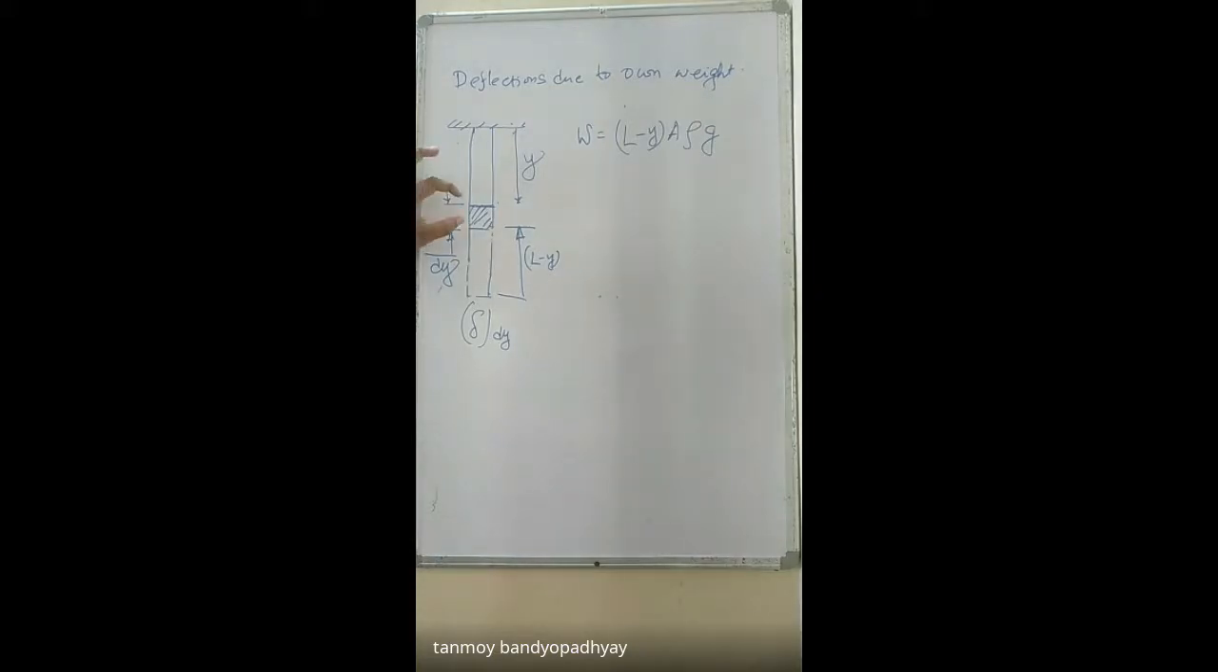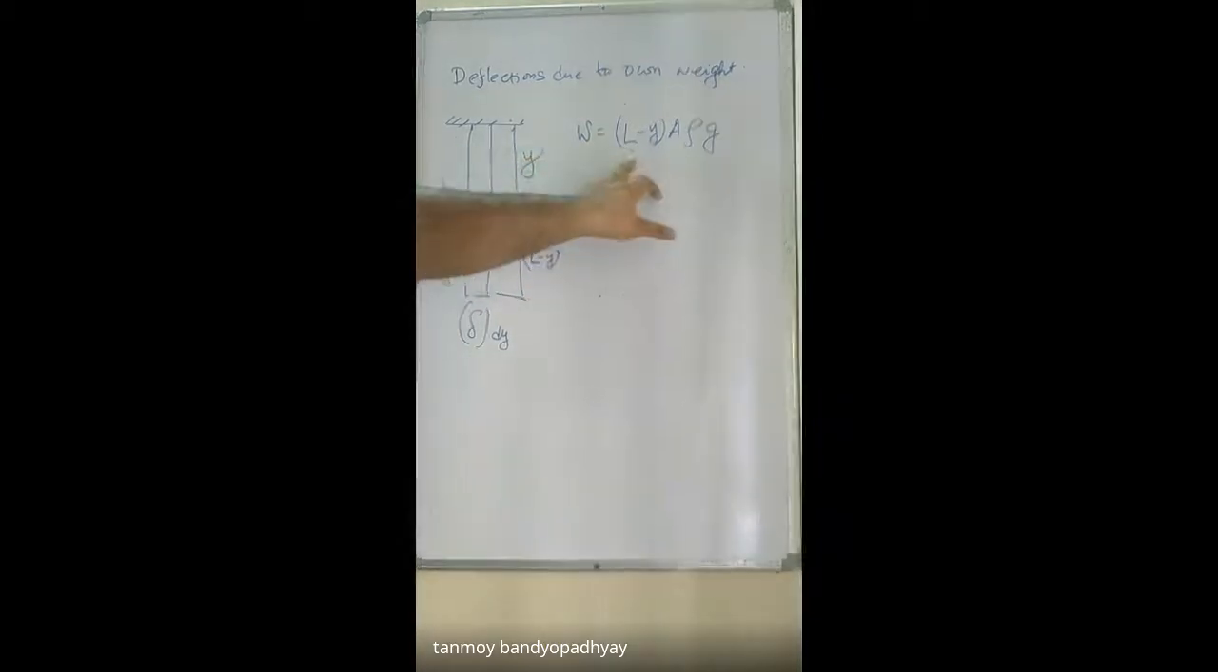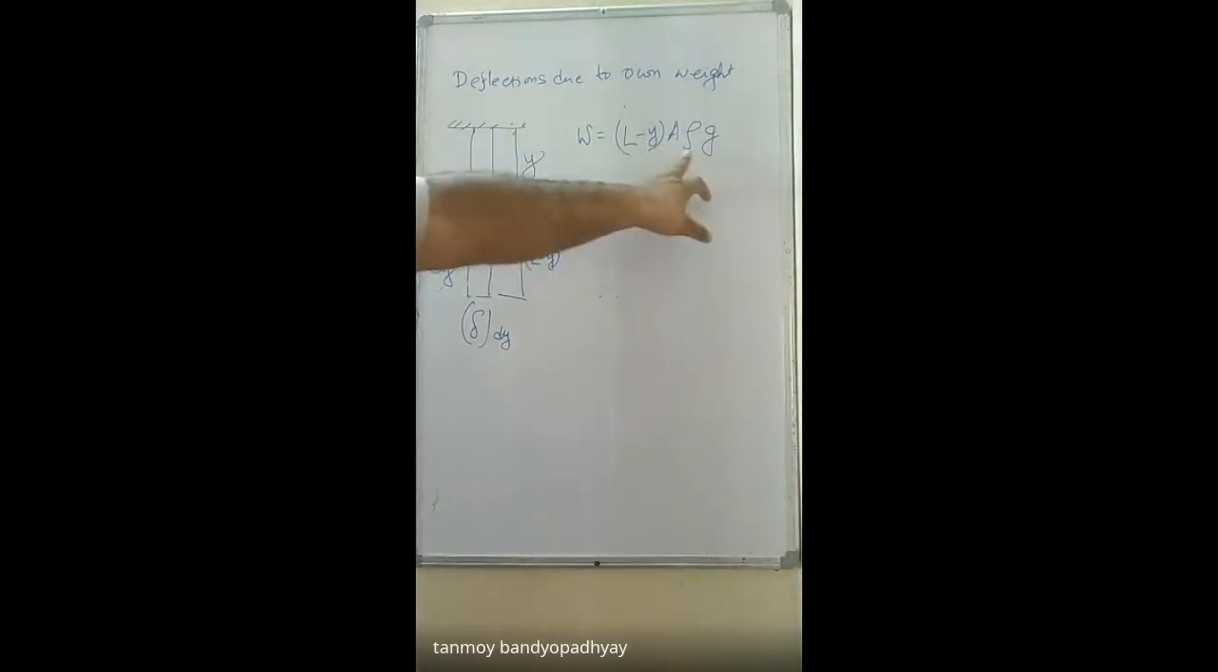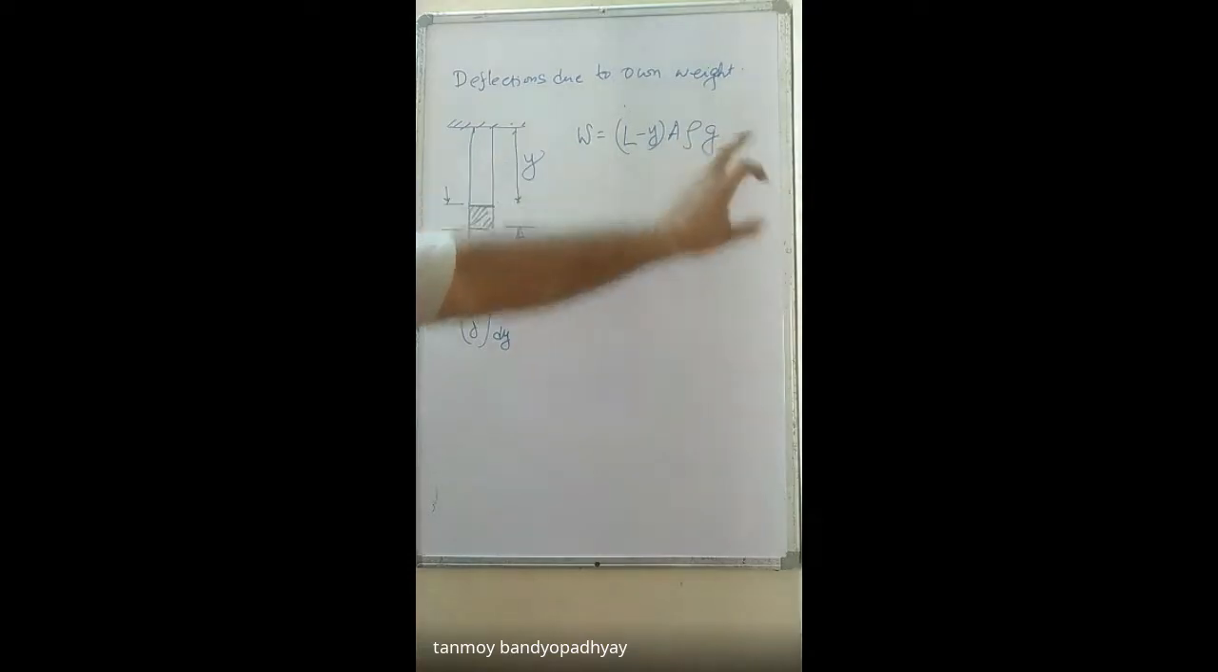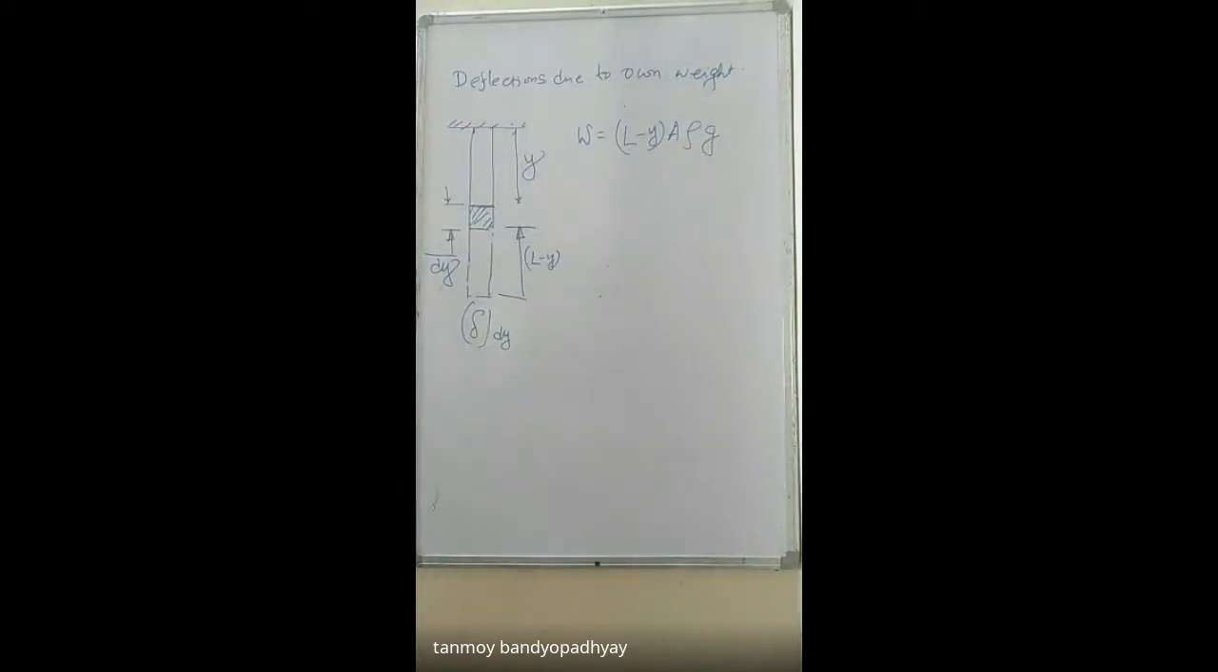I am just trying to calculate the deflection of the portion dy. I am taking a length dy and I intend to find out the deflection that is being caused due to the weight on this portion dy. On this portion dy, this portion of the weight is acting below it. So if I want to calculate a portion of the weight, I have to take this length L minus y. If I multiply it by the cross sectional area, I am getting the volume. Volume into density is the mass. Mass into g, I am getting the weight of this portion.